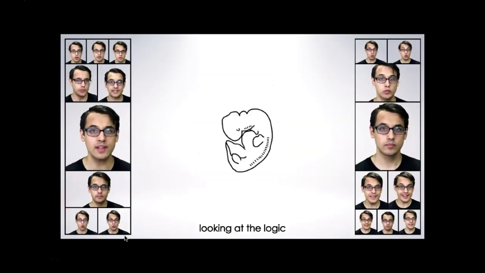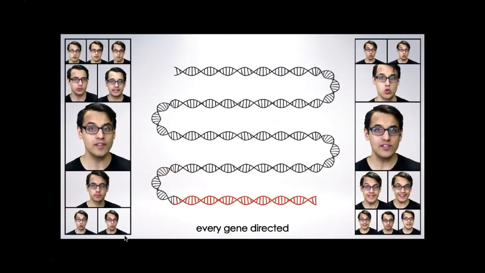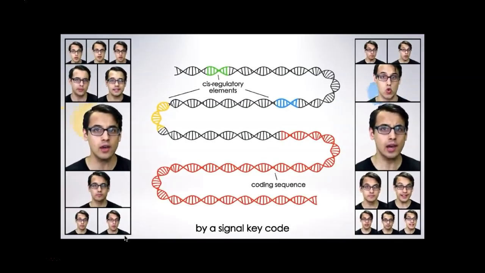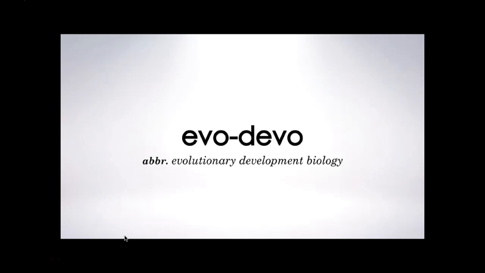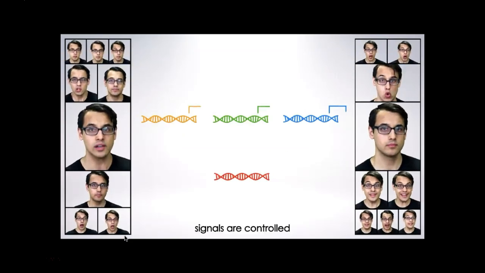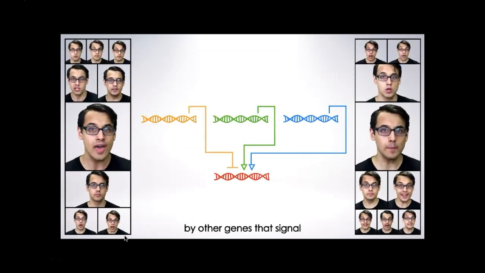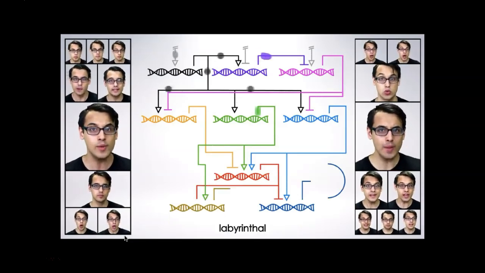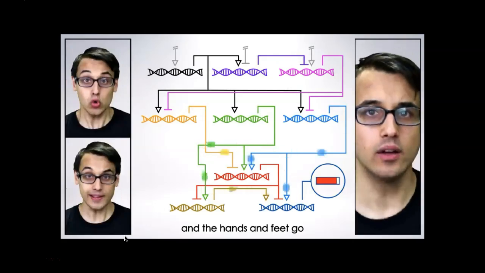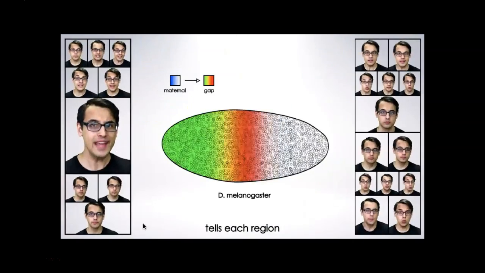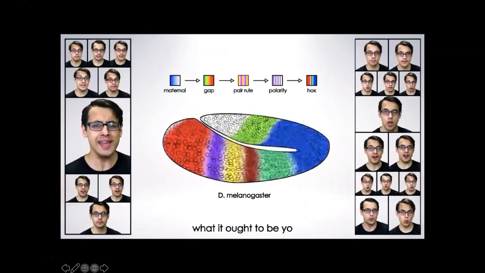Evo-Devo, looking at the logic in the ways that we grow. Every gene directed by a signal key code. The proteins that can activate, enhance, or veto. Evo-Devo, the signals are controlled by other genes that signal, calculating in a network labyrinth, where the heart and liver and the hands and feet go. Signal mapping to this region where the activity goes.